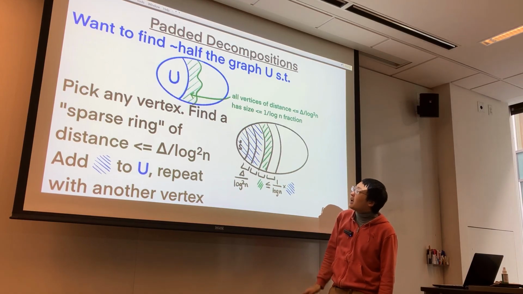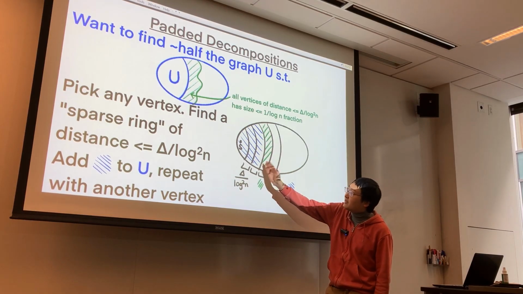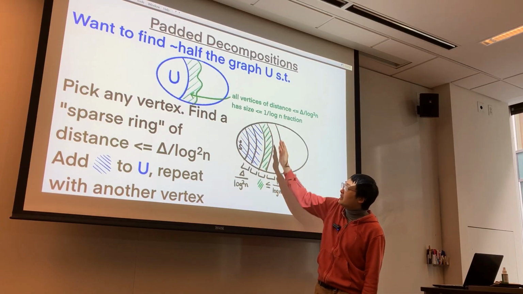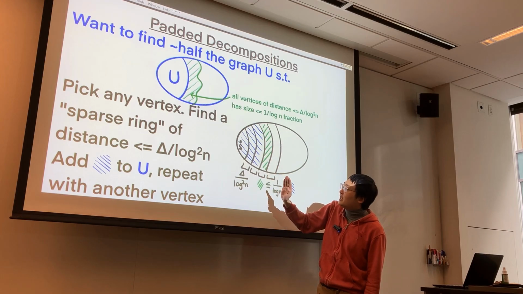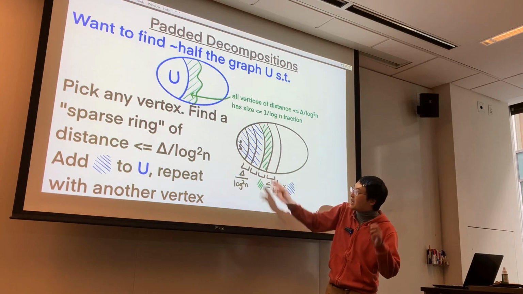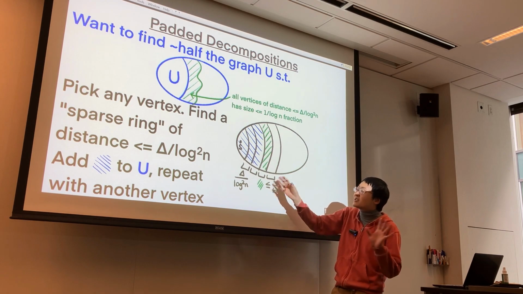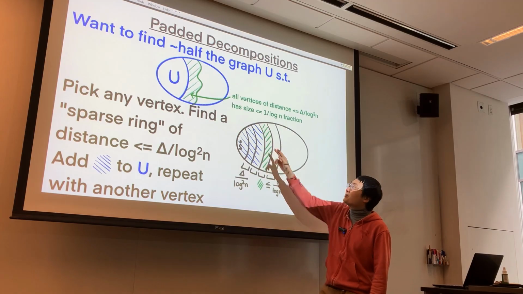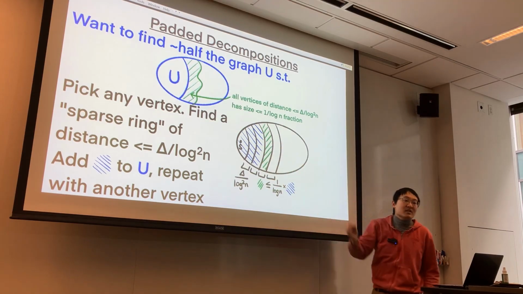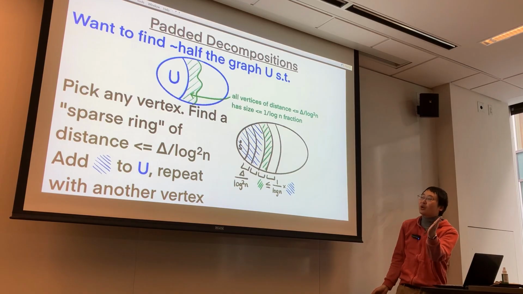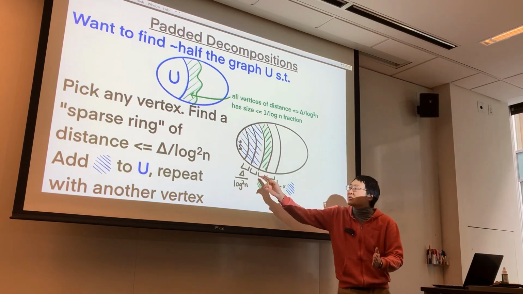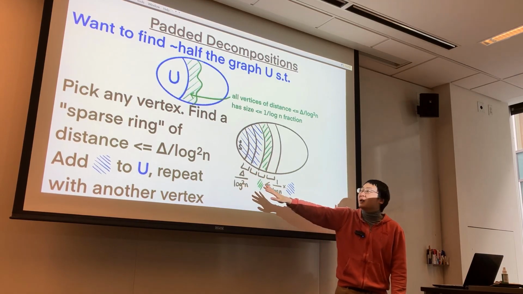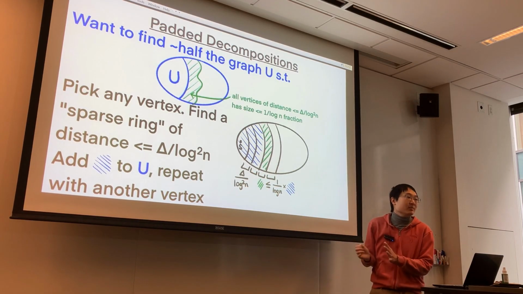And I will stop the growth if the next layer, which you can think of as a ring, is sparse in the following sense. Its mass, either size, the number of vertices or edges, is at most 1/log n times the ball size so far. So essentially, stop when the next growth of distance delta over log squared barely increases your ball size.